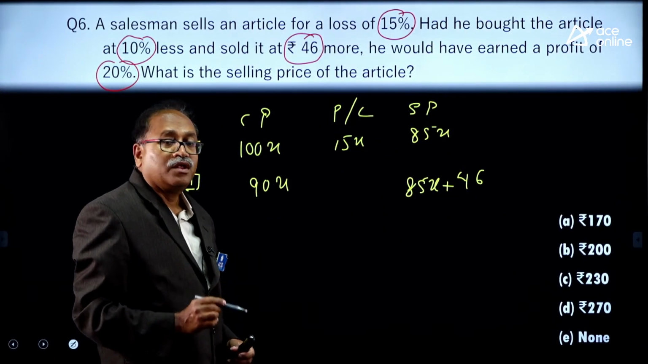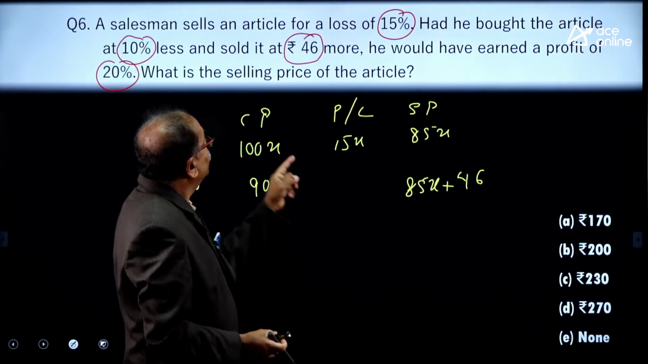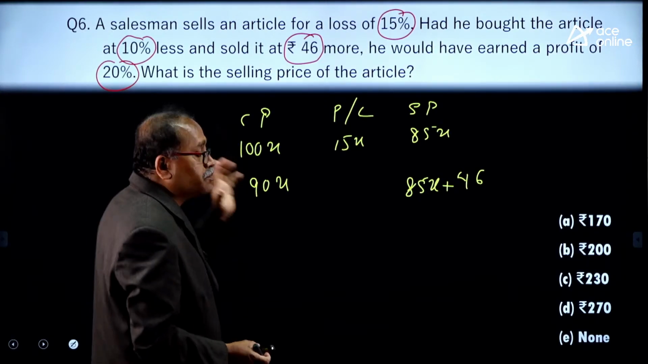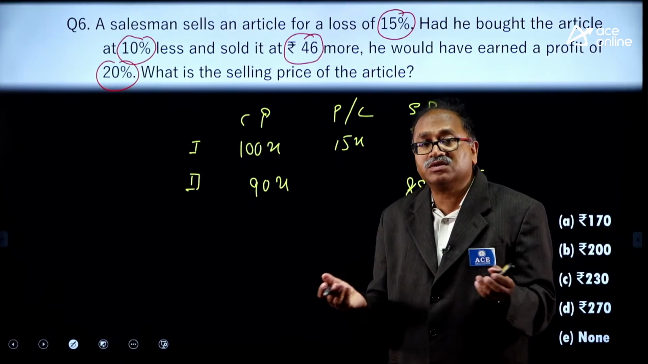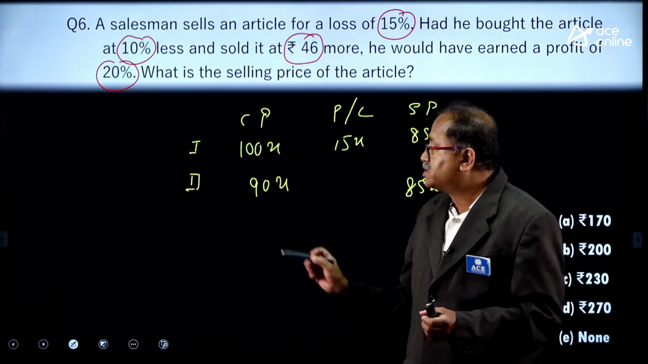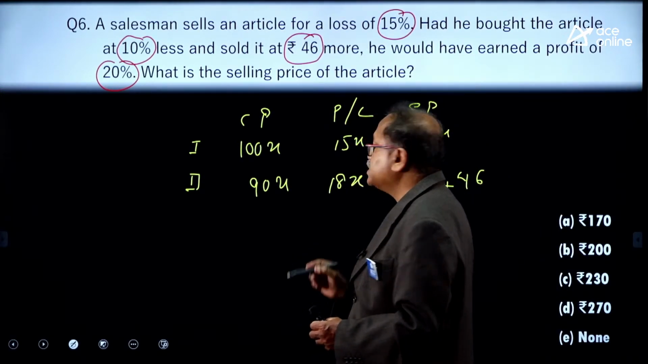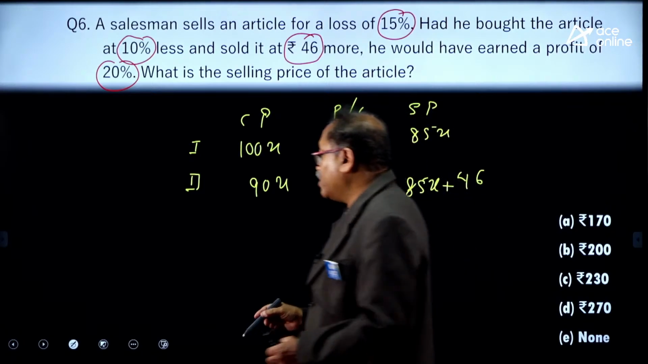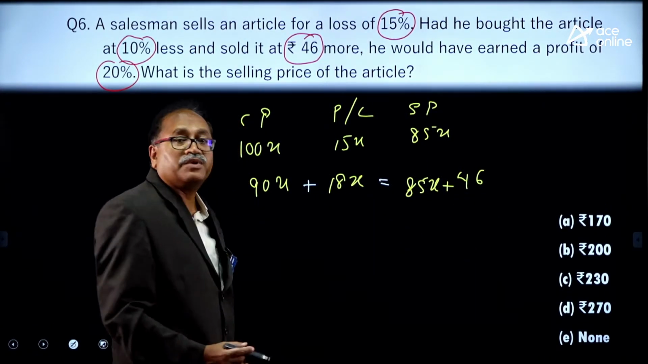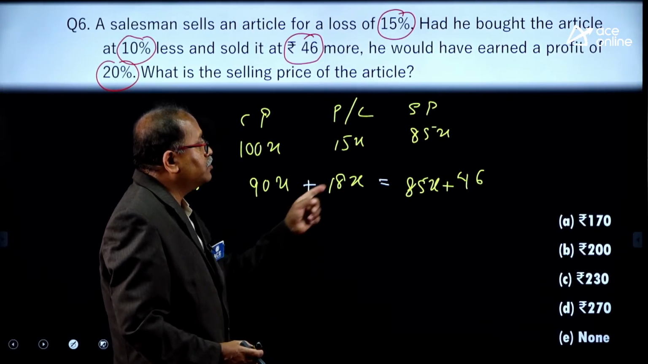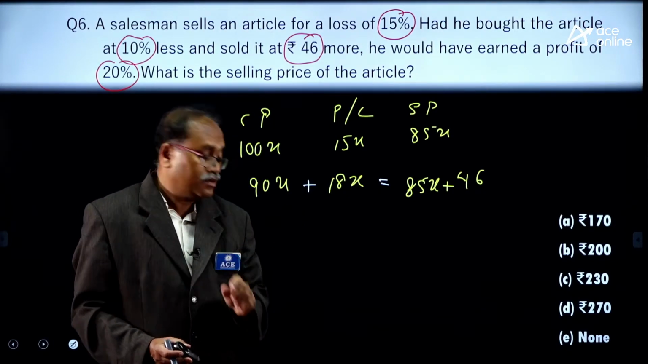Okay. Now, anyone answer the question? From here to here, in the second case, there is a profit of 20%. So, take the 20% of 90x, because profit is calculated on the cost price. So, I get this 18x, which is the profit, and we also know that the cost price plus profit is equal to selling price, and once I get the x value, I can find out 85x, because the question asks what is the selling price of the article.